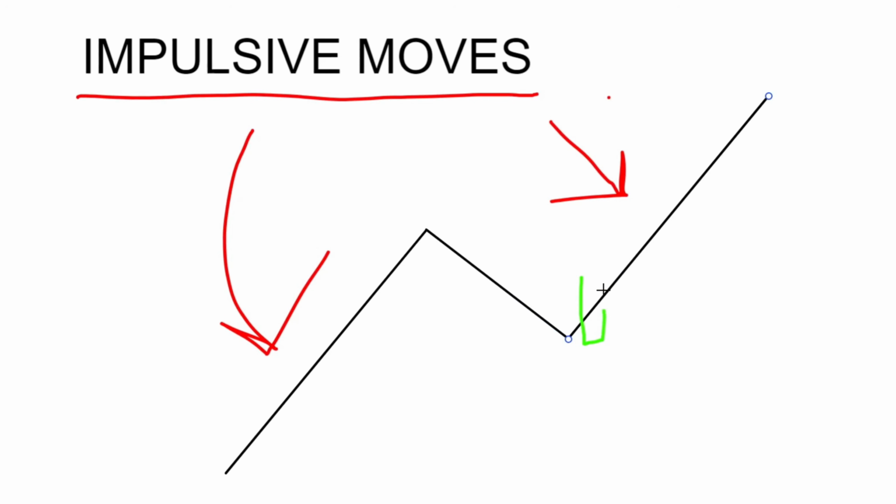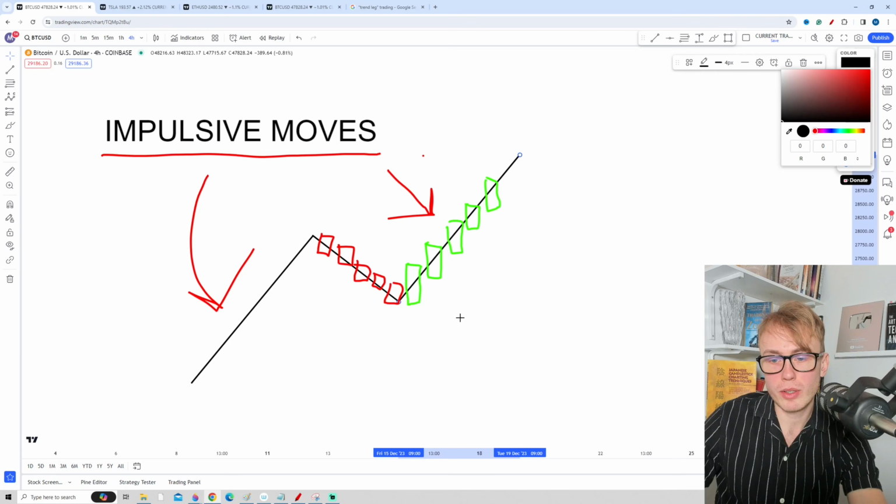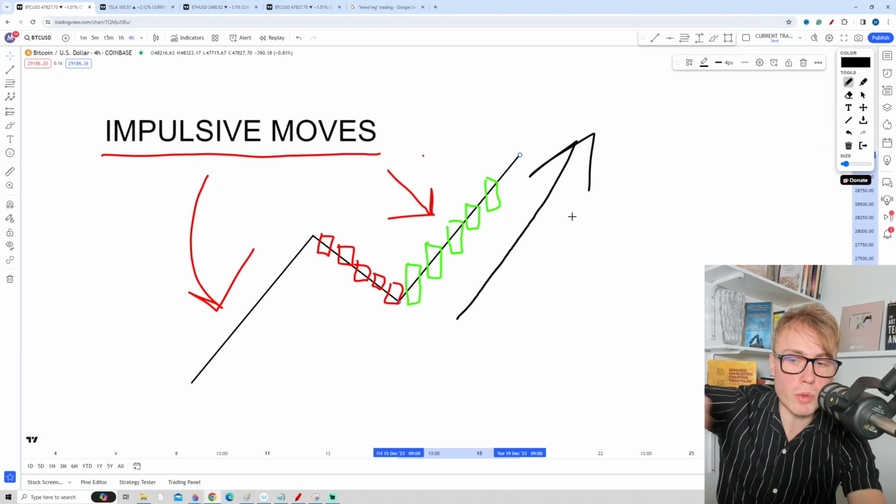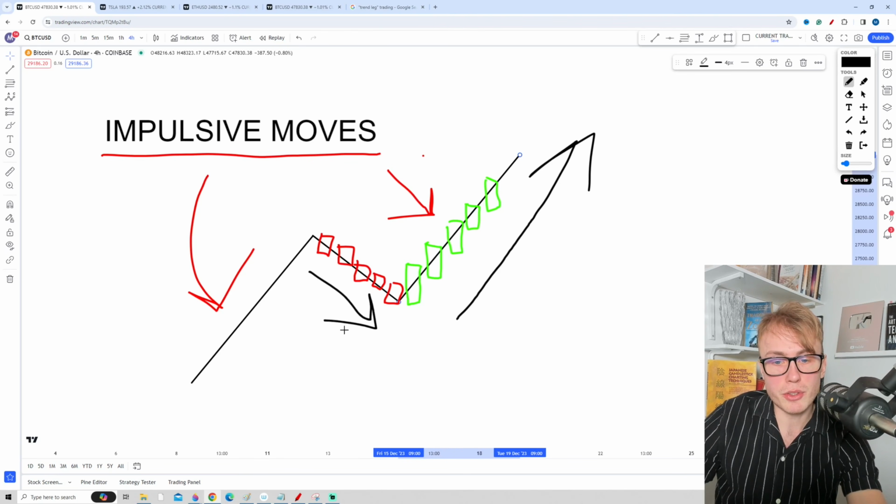So one thing to look out for when it comes to impulsive moves is that the candles within this move we want to preferably be pretty large. And especially what we want to see here is that we want to see the candles during the impulsive move to be larger and show more momentum compared to the candles in the pullback. Or in very simple terms, we want the price to sort of increase more sharply compared to the pullback.